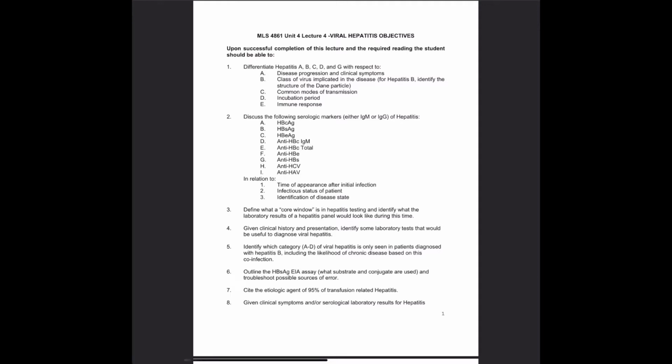This is Immunology, Unit 4, Lecture 4, Viral Hepatitis. Here are your objectives.